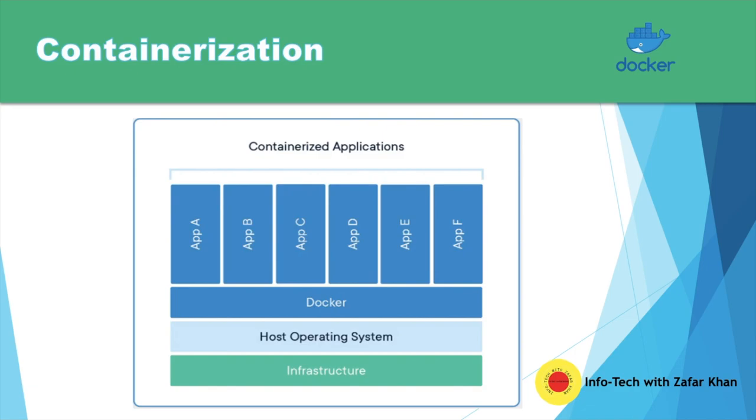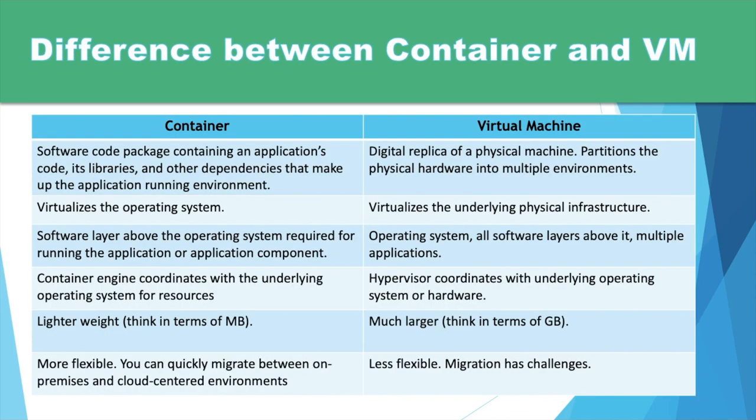In virtualization, we cannot use multiple OS simultaneously. But in containerization, the user can plan to run multiple processes simultaneously. Here are the differences between the container and the virtual machine. A container is basically a software package containing an application's code, its libraries and other dependencies that make up the application running environment. While a virtual machine is a digital replica of the physical machine that partitions the physical hardware into multiple environments.